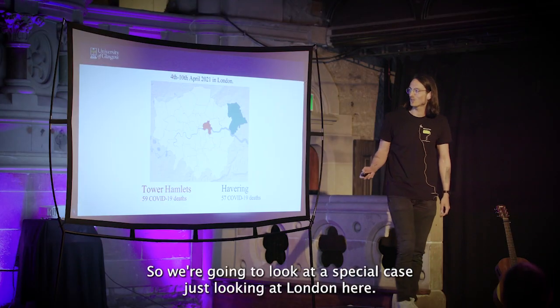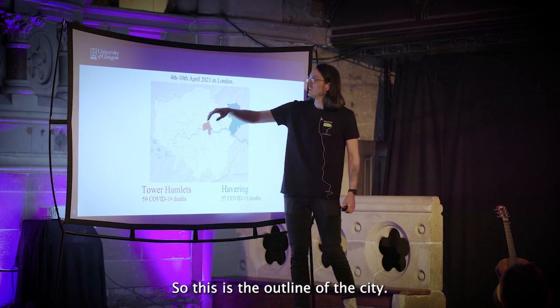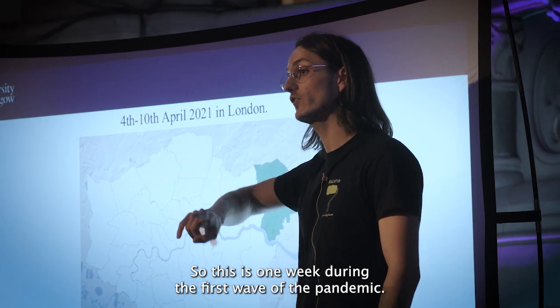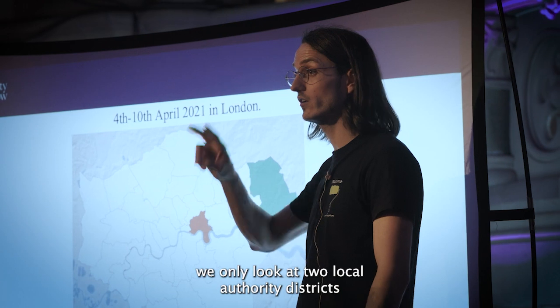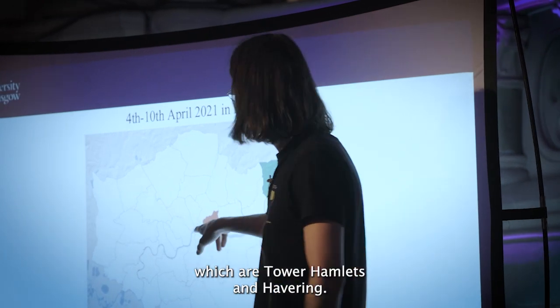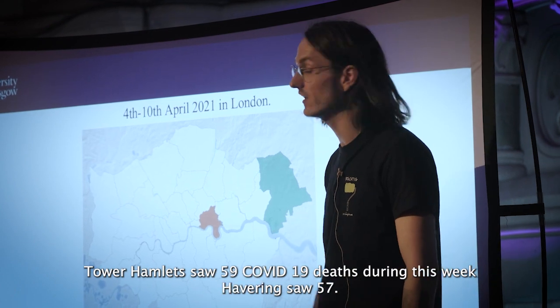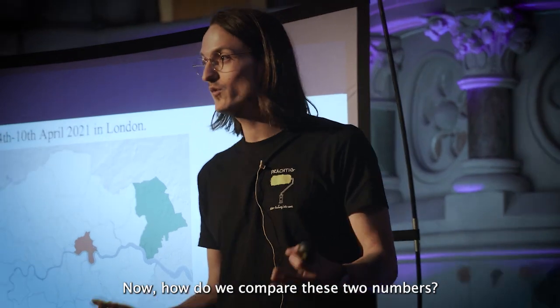So we're going to look at a special case, just looking at London here. So this is the outline of the city. We're looking at just one specific week. So this is 1 week during the first wave of the pandemic. And actually, instead of looking at all of London, we only look at 2 local authority districts, which are Tower Hamlets and Havering. Tower Hamlets saw 59 COVID-19 deaths during this week. Havering saw 57. Now, how do we compare these 2 numbers?